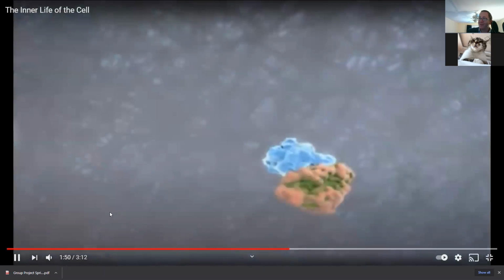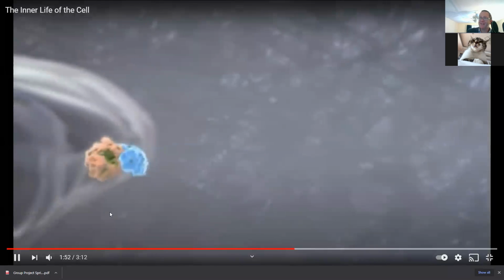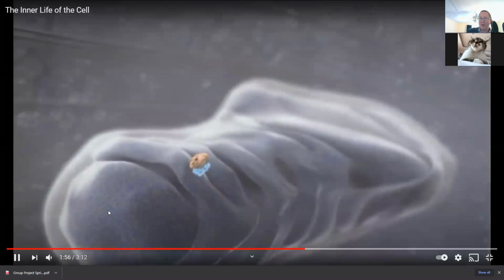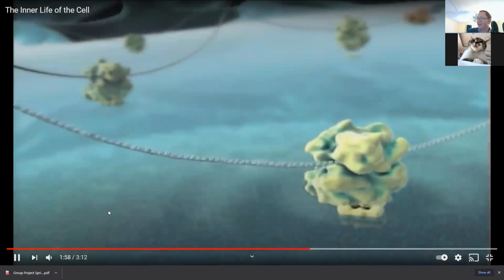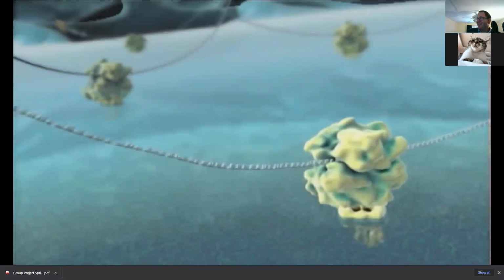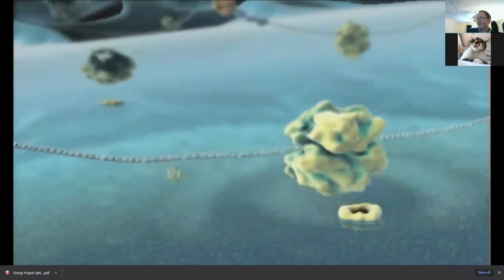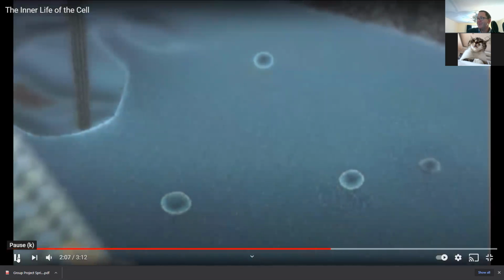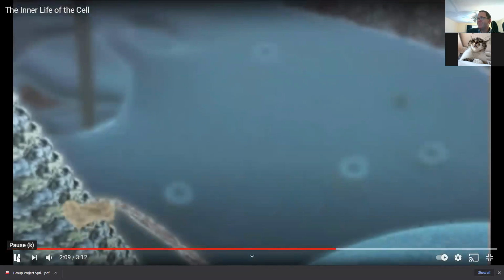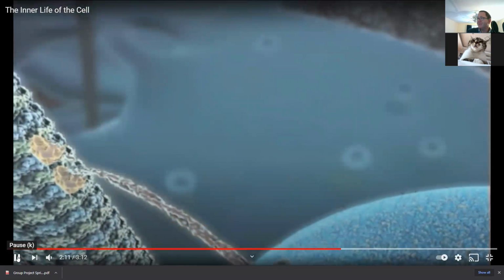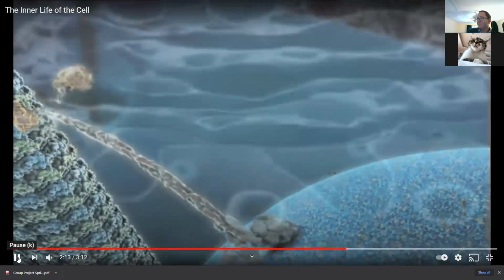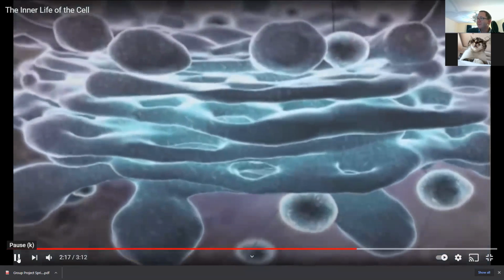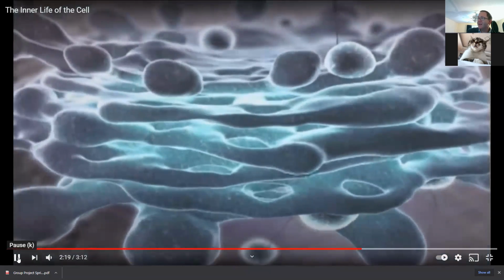But I find the isosurface makes it look very discrete when it's actually not quite as discrete as it might look. I think that's a volume rendering.